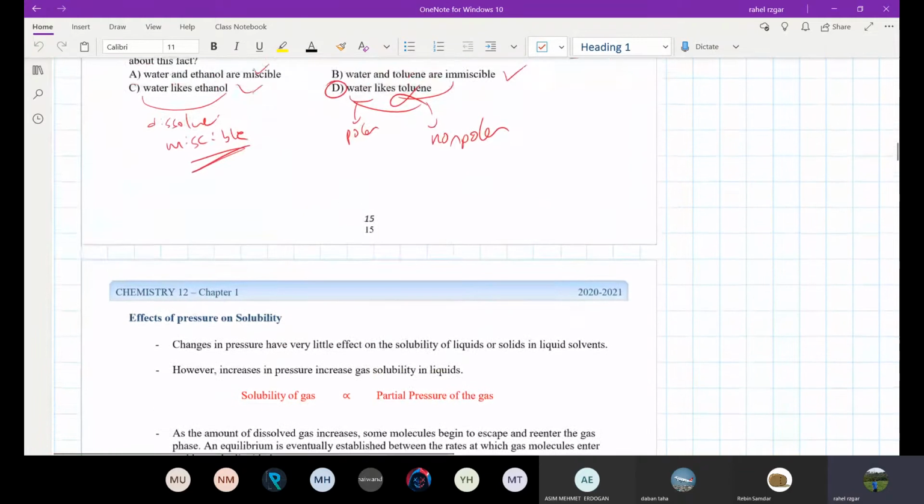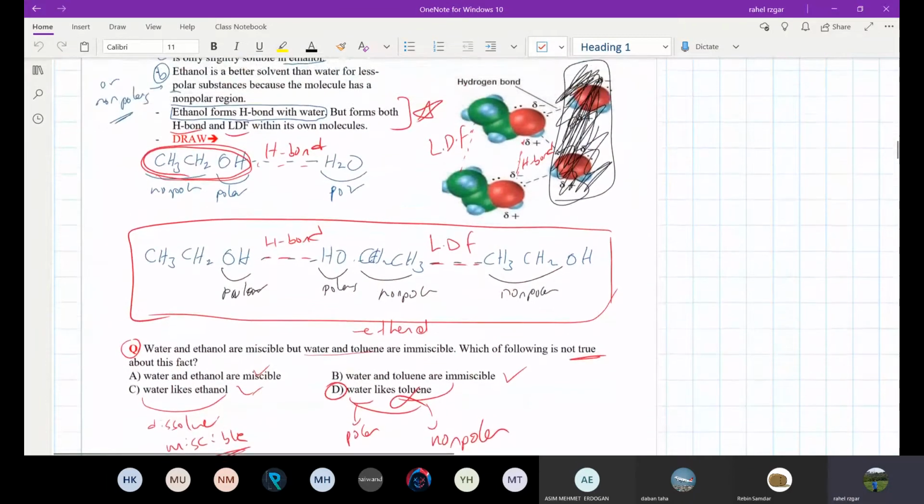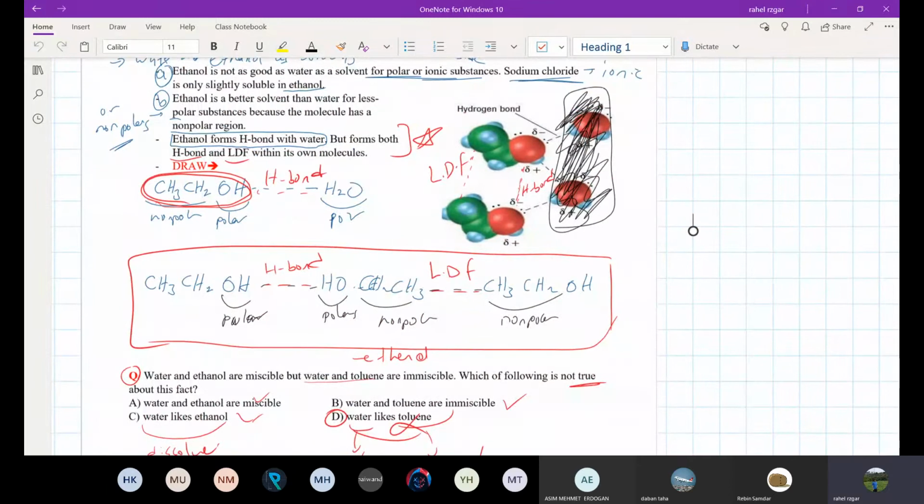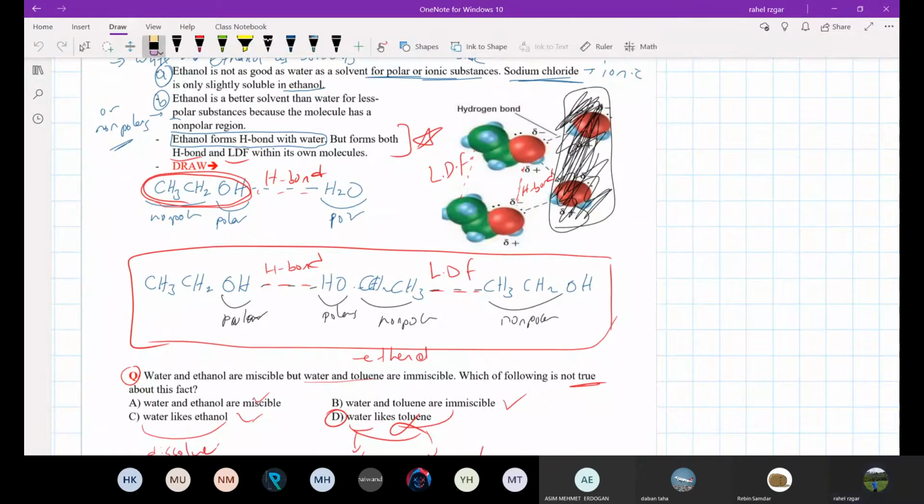Yesterday we talked about the interaction of solutes and solvents. We talked about three things in the solute and solvent. We talked about how ionic compounds dissolve in water, especially in polar solvents. I think you have seen the figure or the chart that I sent you on Microsoft Teams.